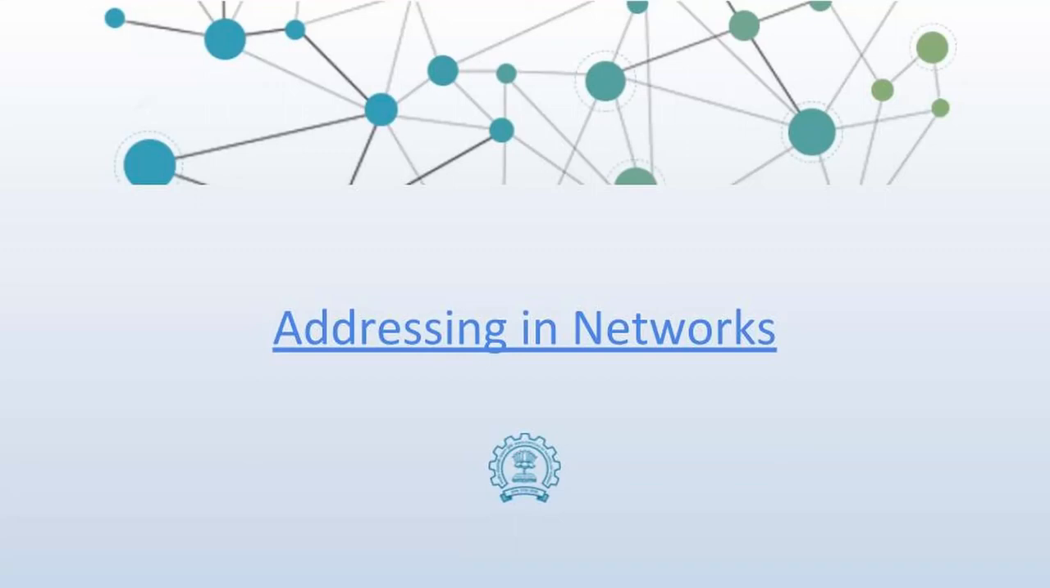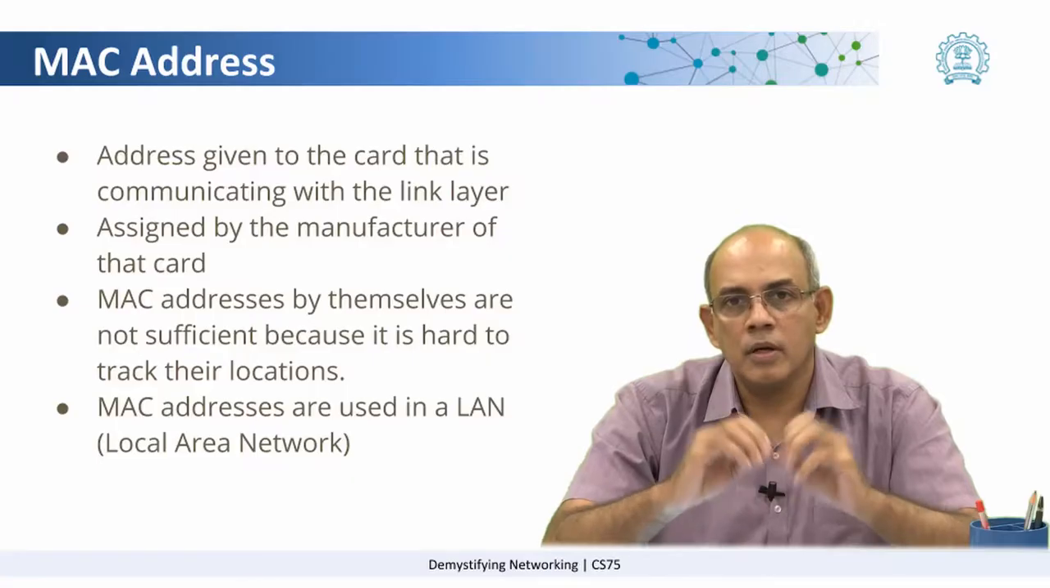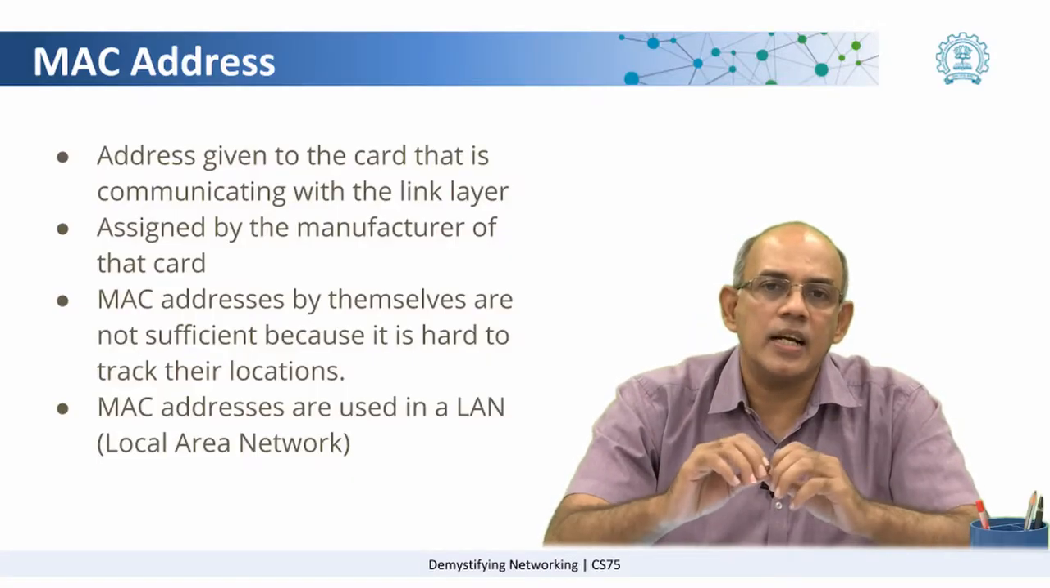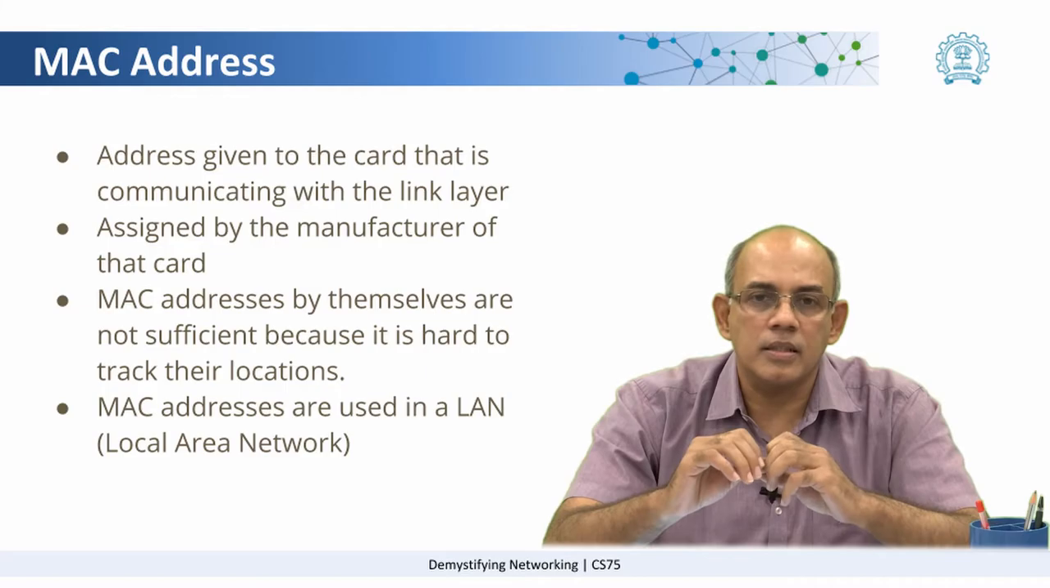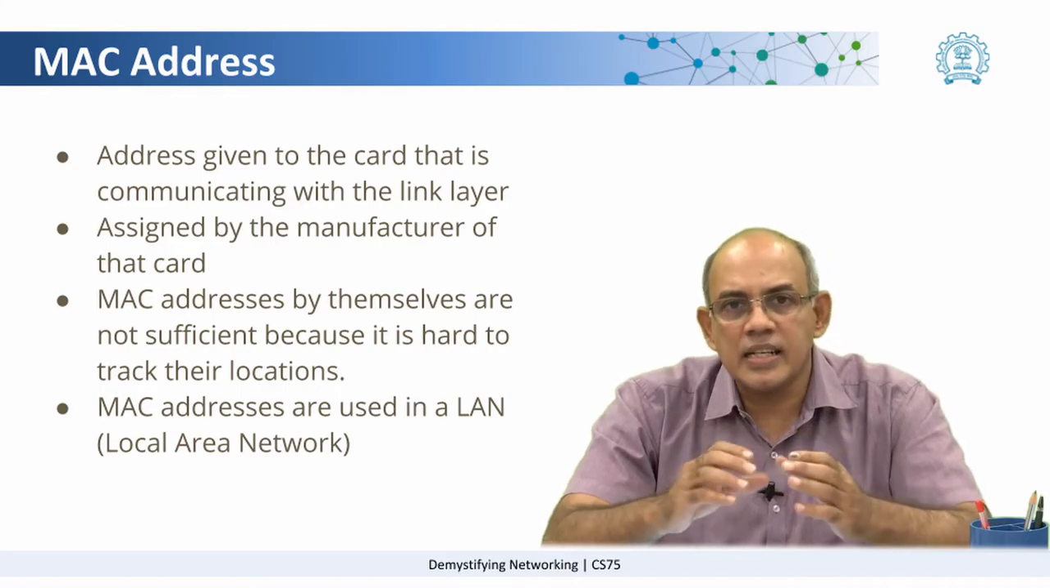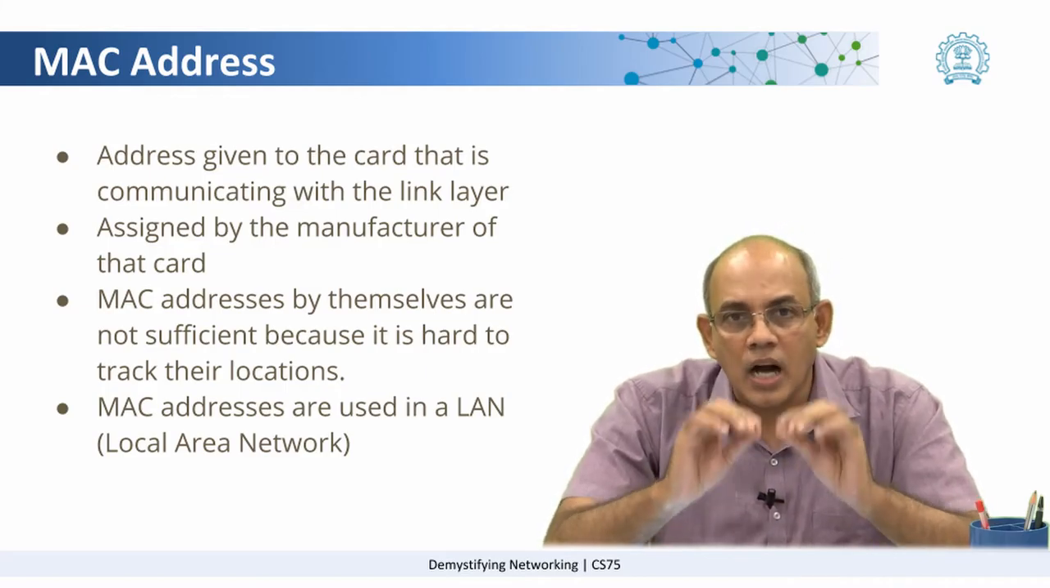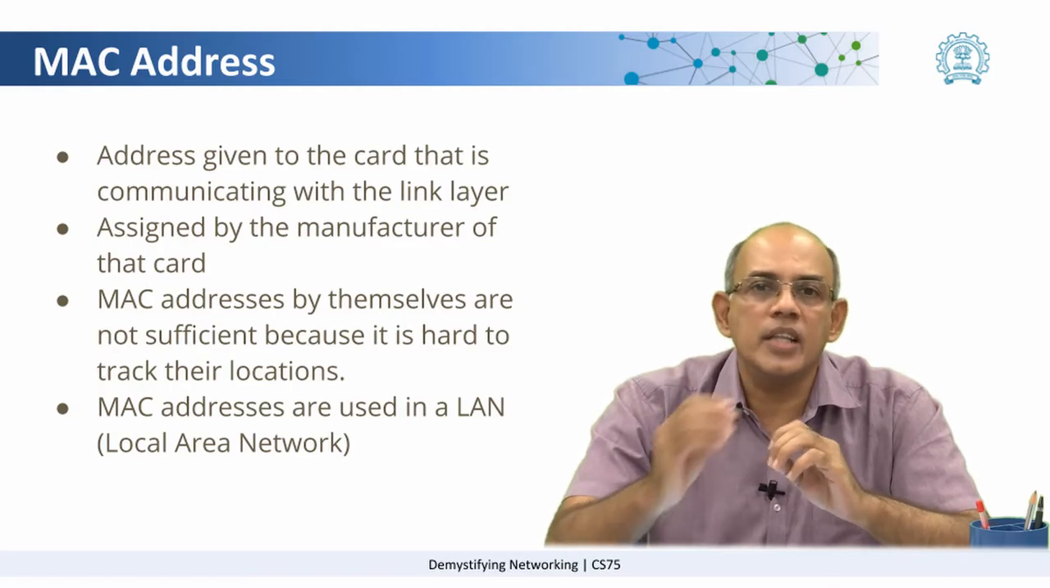Now, when it comes to addressing, what we find is that there are primarily three categories or three levels of addresses which are important. One is called the physical address or the MAC address, which is essentially the address given to the card which is communicating with the link layer.